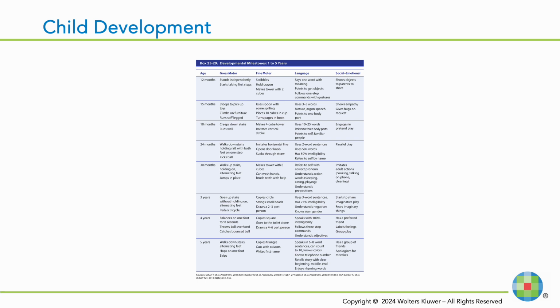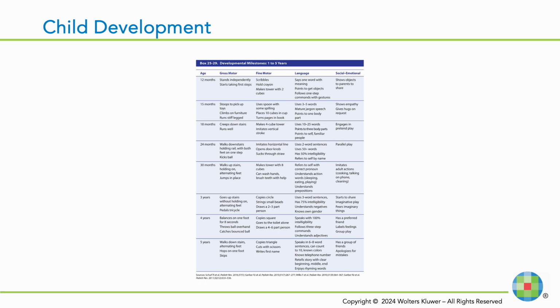Their speech should be about 100% intelligibility. You should understand what they're saying. They should follow 3-step commands and understand adjectives, descriptions. They have a preferred friend. They can label their feelings and practice group play.